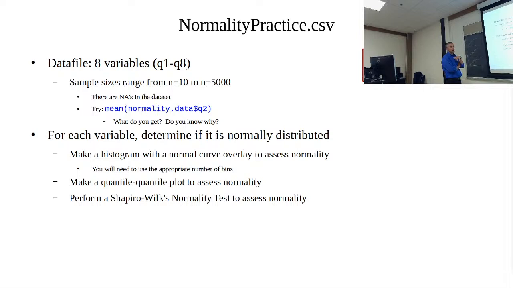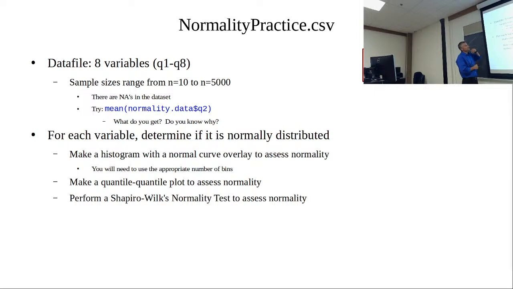I do ask you to do all three. Make a histogram with the overlay, a quantile plot, and then the Shapiro-Wilk normality test, so we can see what the comparisons are between these three methods. Have an answer of whether it's normally distributed, and pick which test you think is best.